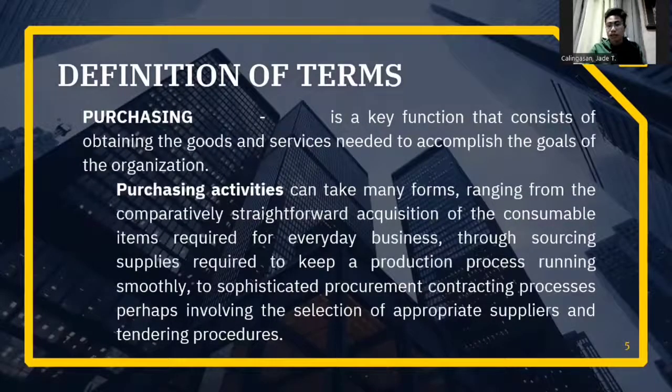And next is purchasing. Purchasing is a key function that consists of obtaining the goods and services needed to accomplish the goals of the organization. Purchasing activities can take many forms, ranging from the comparatively straightforward acquisition of the consumable items required for everyday business, and through sourcing supplies required to keep a production process running smoothly, to sophisticated procurement contracting processes, perhaps involving the selection of appropriate suppliers and tendering procedures.